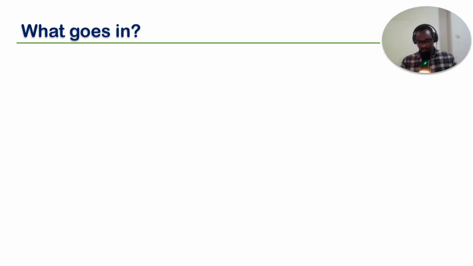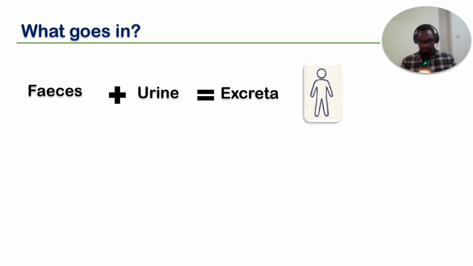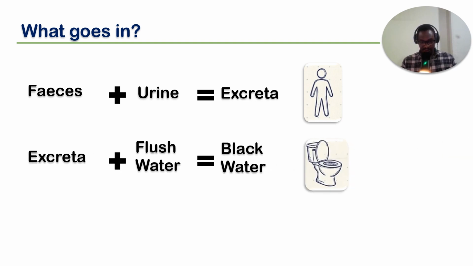What actually goes into these pits? Let's classify the waste so that we understand the clarity. The first one is we're talking about feces and urine. This combination provides you excreta, and the source is definitely a human being. So a combination of feces and urine, you have that called excreta.